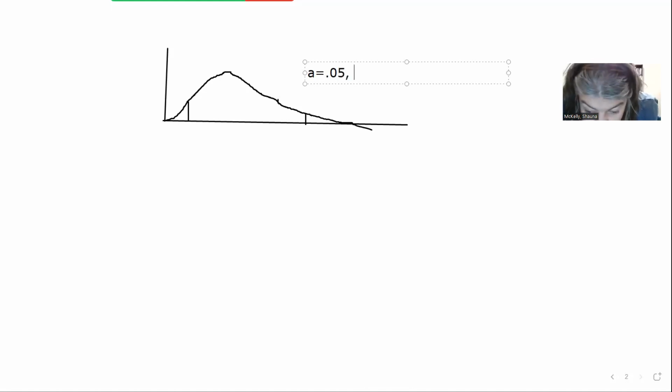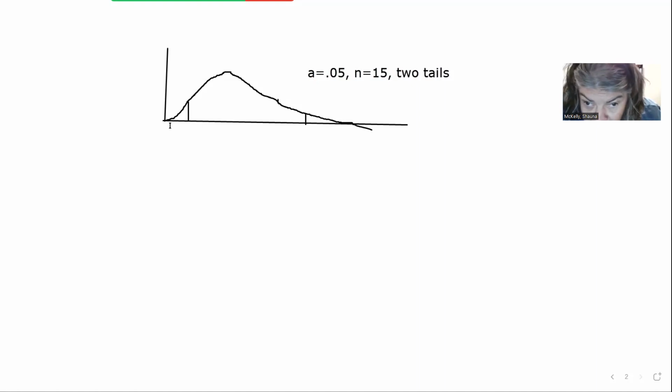My n is 15, and it's two tails. So what I'm going to do is I'm going to say the following: I need to split the alpha, right?